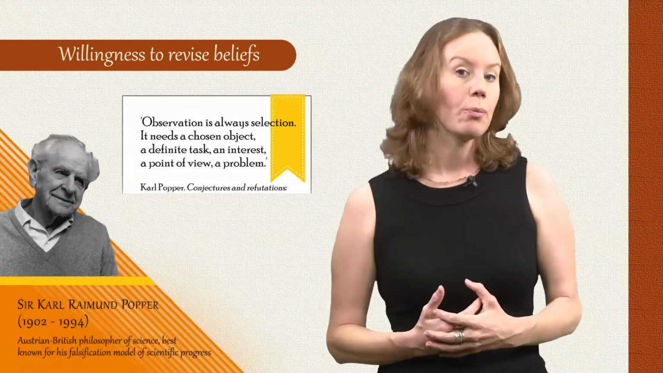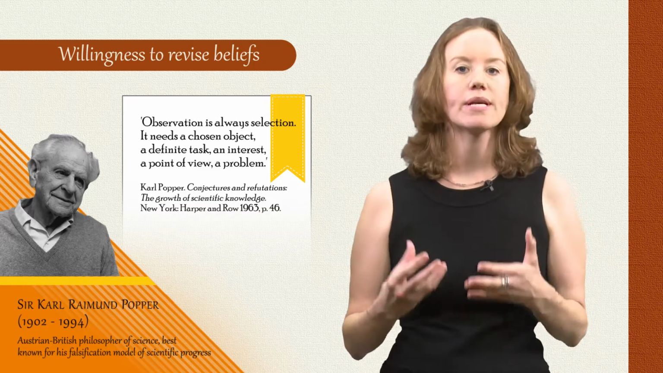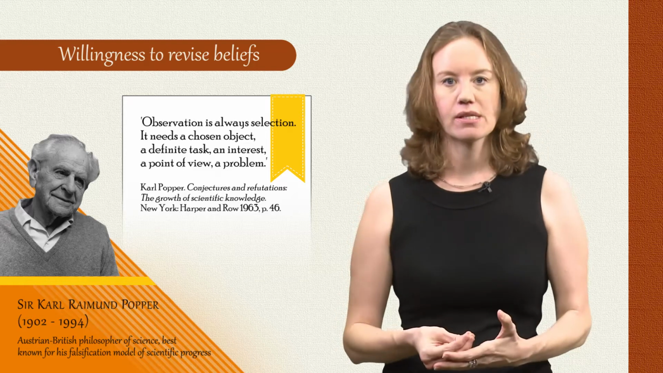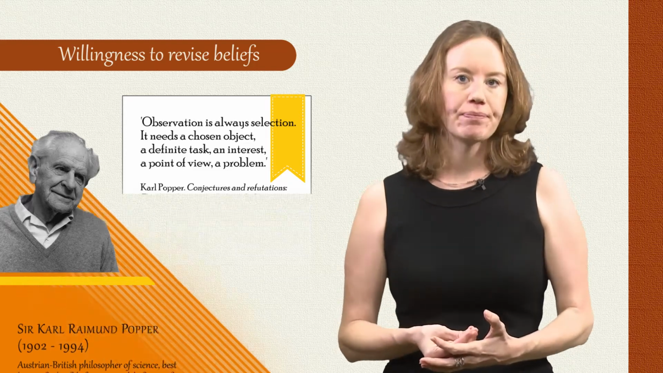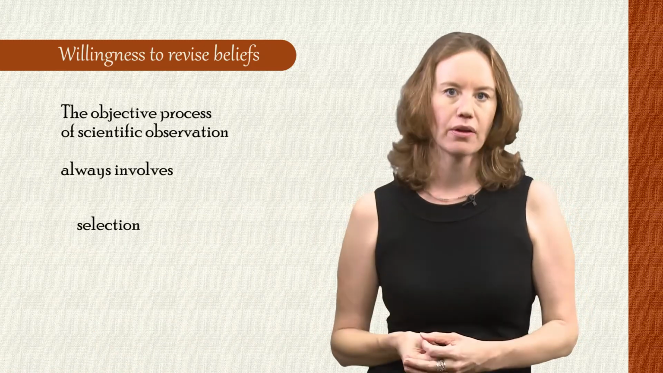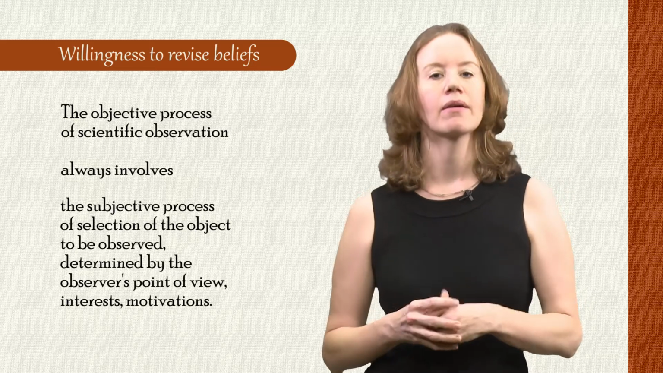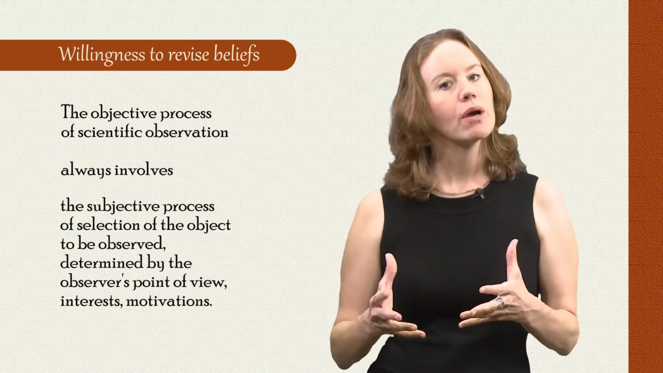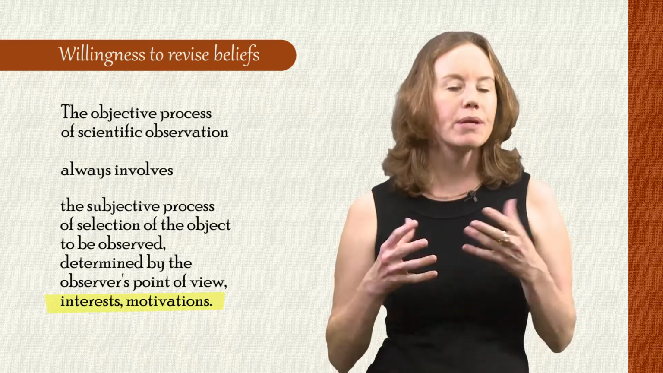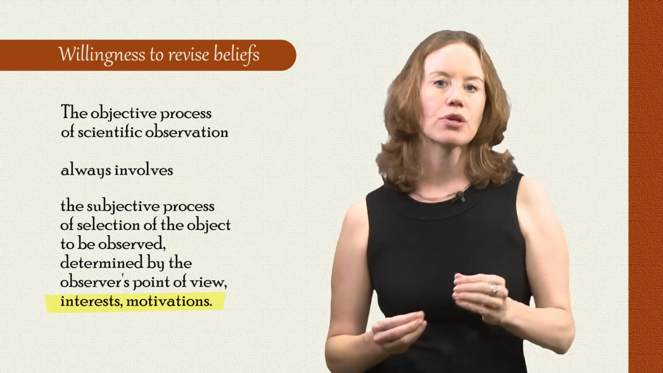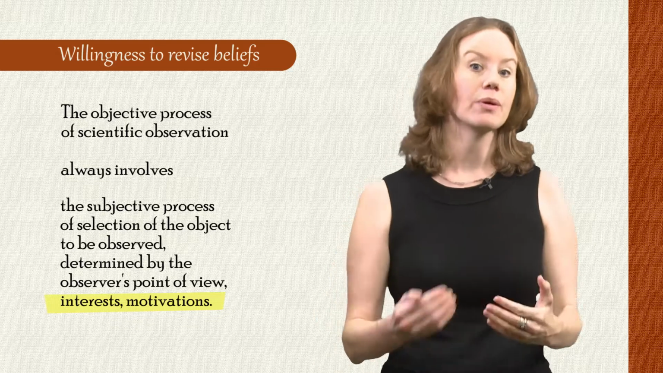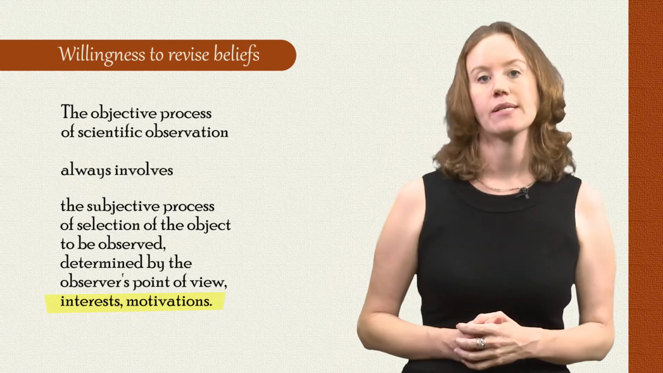So we know from Karl Popper that observation is always selection. It needs a chosen object, a definite task, an interest, a point of view, a problem. When we generate an explanation, we're always looking to explain something in particular, right? We're not interested in explaining everything. So a big part of what I want to understand and what I've studied is what motivates children to explain, what piques their curiosity. This is crucial to understand how to get children to revise their beliefs. We have to get them to engage in understanding in the first place.